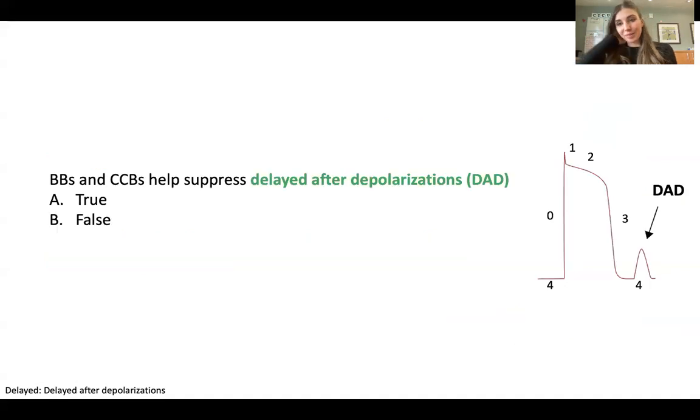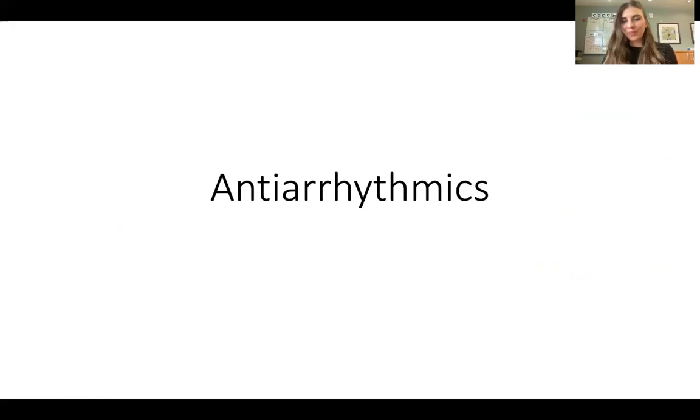And then the last question is, beta blockers and calcium channel blockers can suppress delayed after depolarizations. And remember, this is a calcium problem here. You have too much intracellular calcium. True. Great. Okay, so now we get into the antiarrhythmics, and this is the fun stuff.